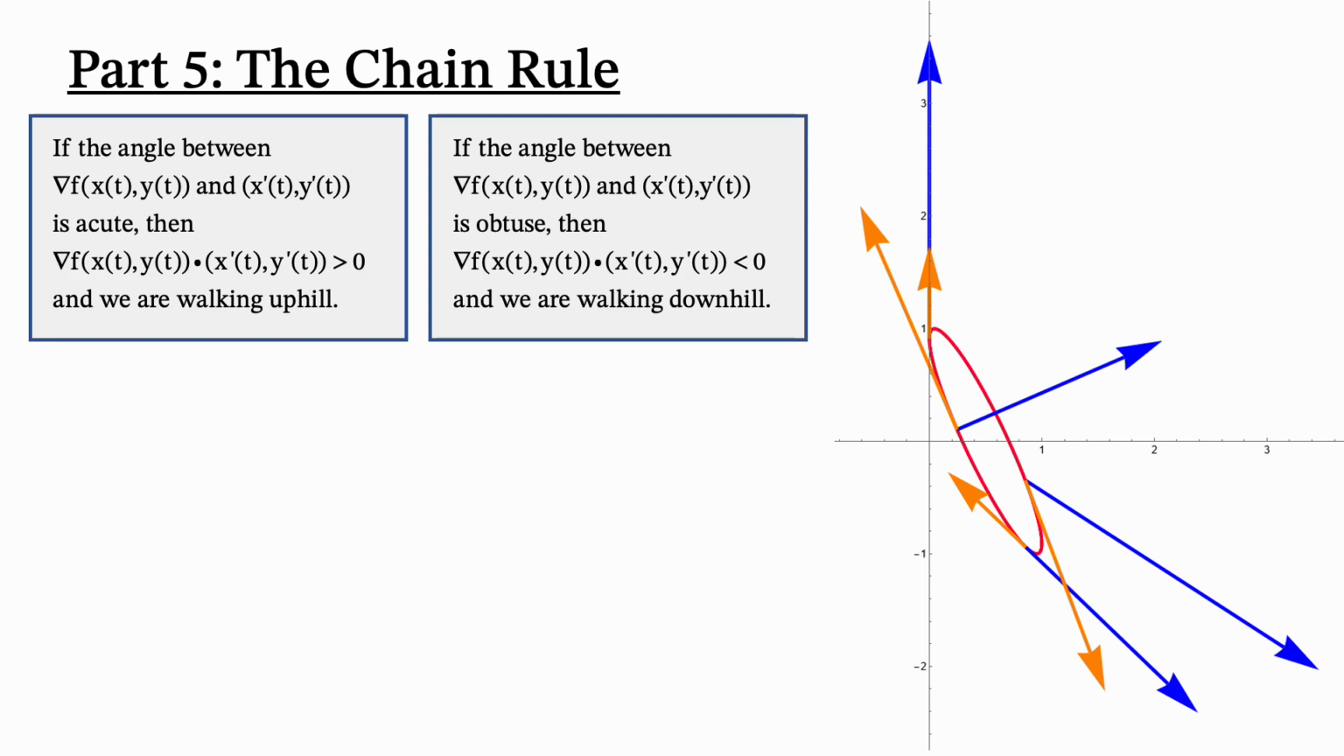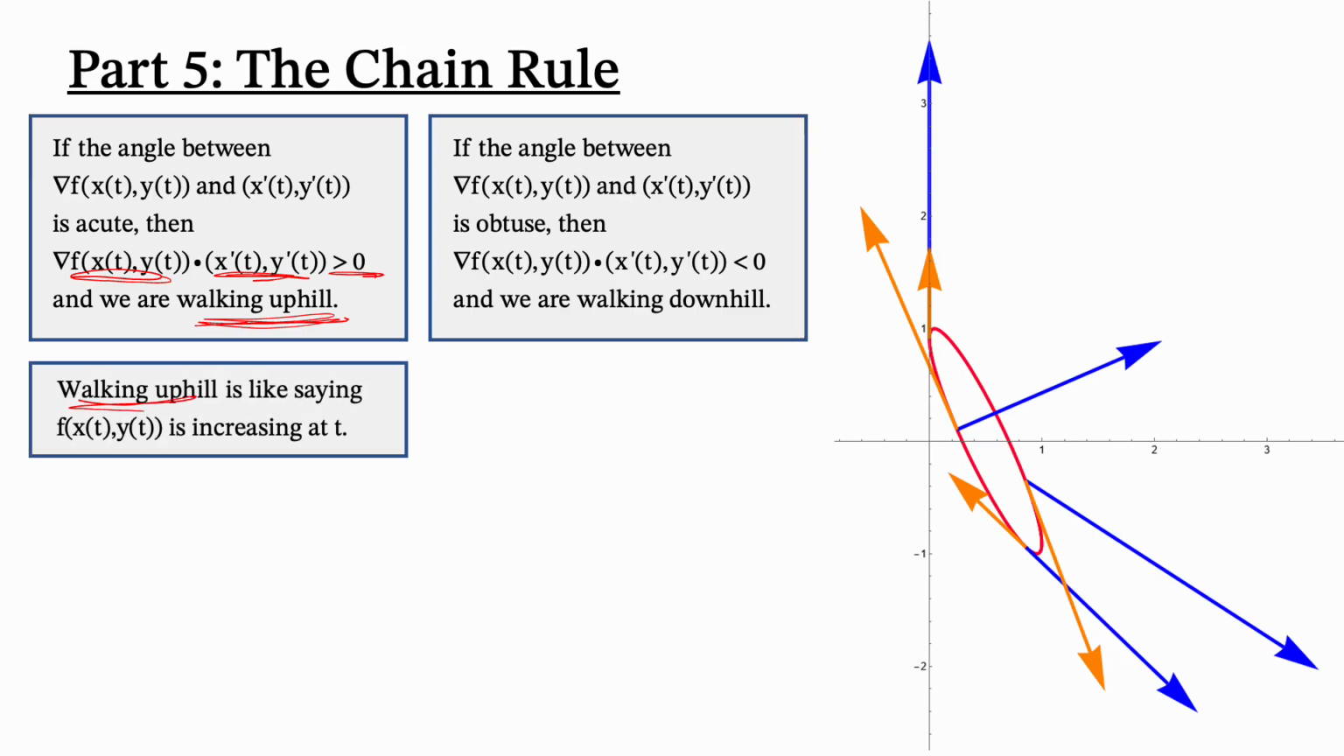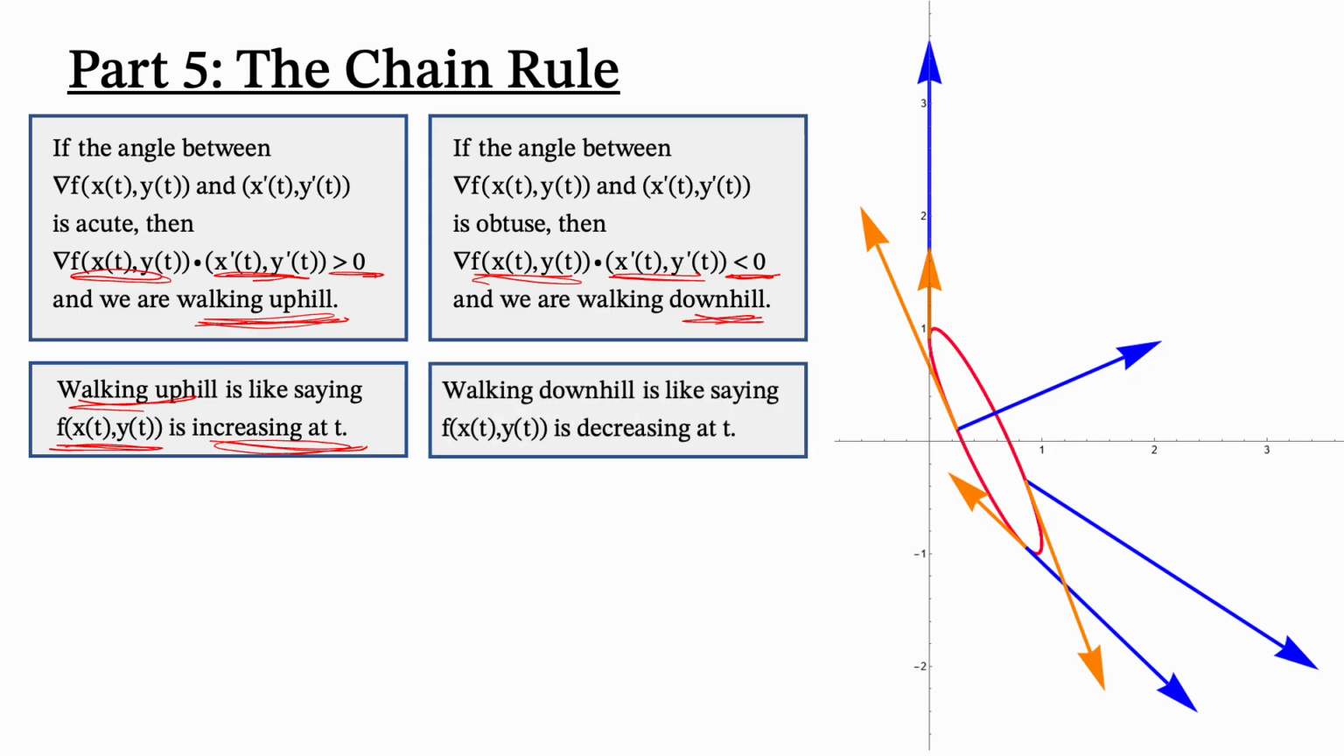And finally, we can use our knowledge of calculus to bring this all together. So remember I just said that when the dot product of the gradient vector and the tangent vector is positive, we're walking uphill on our hiking trail. But walking uphill is the same thing as saying that f of x of t, y of t is increasing. Likewise, I said if the dot product between the gradient vector and the tangent vector is negative, we're walking downhill. And walking downhill is the same thing as saying that f of x of t, y of t is decreasing at t. Now I want to make sure you're sold on that idea.